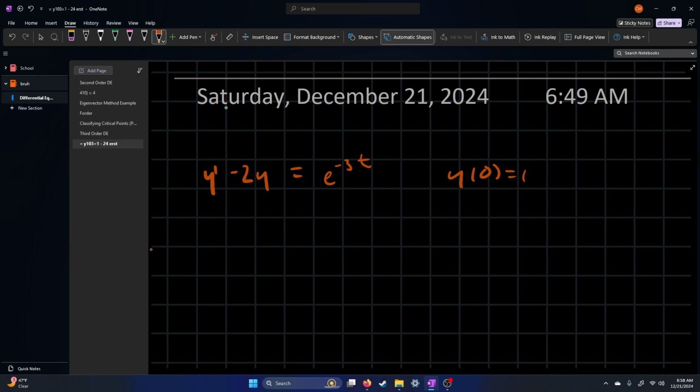I'm kind of tired, so this is a first order differential equation with a forcing term. That means that f of t is not 0. In this case, f of t is negative 3t. Then we have an initial condition. To solve problems like these, you want to rewrite it as this.